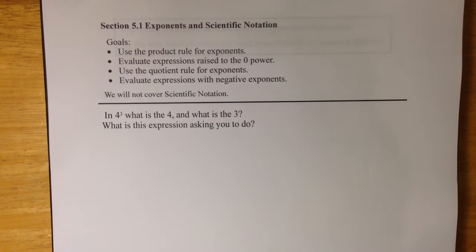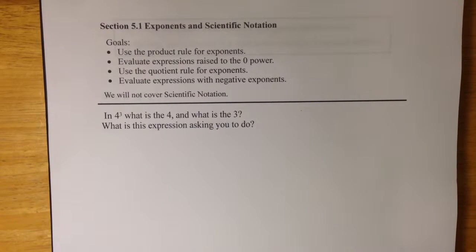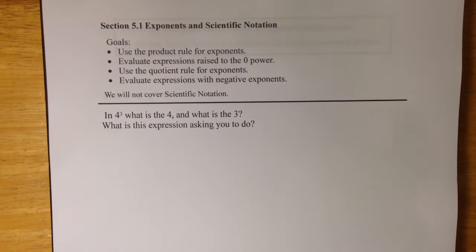This video covers Section 5.1, Exponents in Scientific Notation for Math 95 at LBCC. Our goals for this section are to use the product rule for exponents, learn about the zero power, use the quotient rule for exponents, and learn about negative exponents. We won't actually be covering scientific notation in this section, and as long as you're taking Math 95 at LBCC, the scientific notation part also won't be on your test, so you don't need to worry about it.